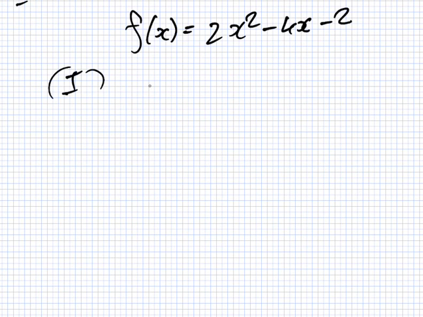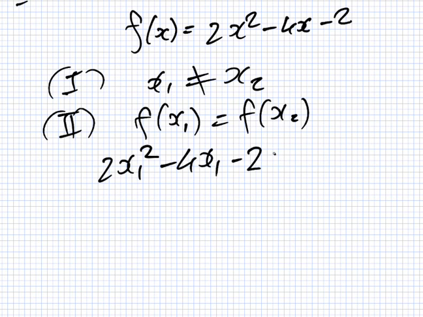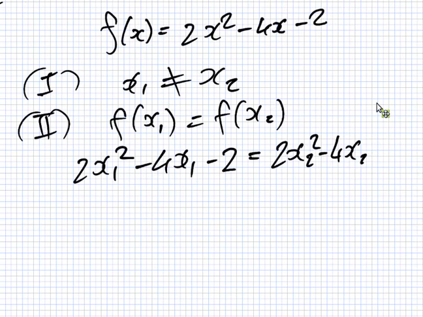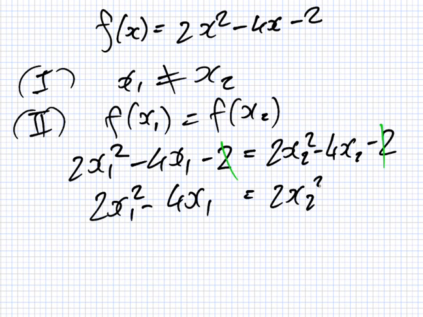Step 1, x1 does not equal x2. Step 2, f(x1) equals f(x2). So that means 2x1 squared minus 4x1 minus 2 equals 2x2 squared minus 4x2 minus 2. What can I cancel? Well, the 2's go here. So I have 2x1 squared minus 4x1 equals 2x2 squared minus 4x2.